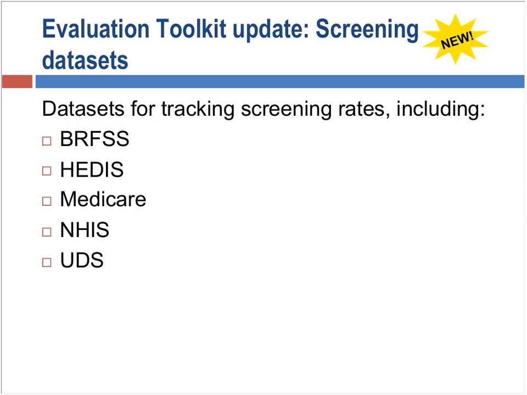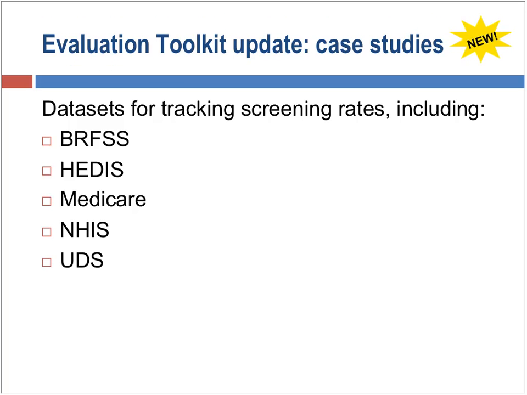So the data sets that are included are BRFSS, the Behavioral Risk Factor Surveillance System; HEDIS, the Healthcare Effectiveness Data and Information Set; Medicare claims data; NHIS, the National Health Interview Survey; and then UDS, the Uniform Data System, which is through the Health Resources and Services Administration.